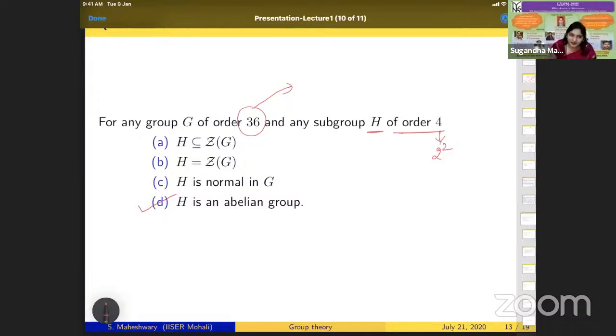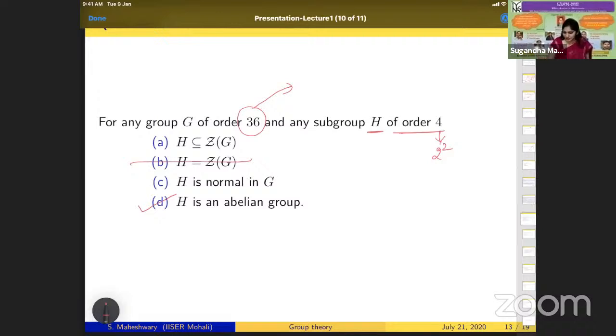So are there non-abelian ones? Suppose G is an abelian group of order 36, its center will be equal to the group itself, so that will have order 36. So of course, this is not necessarily true, right? If you have a group of order 4, that need not be the center of the group because G can be abelian. Okay, so let's talk of option A and option C.